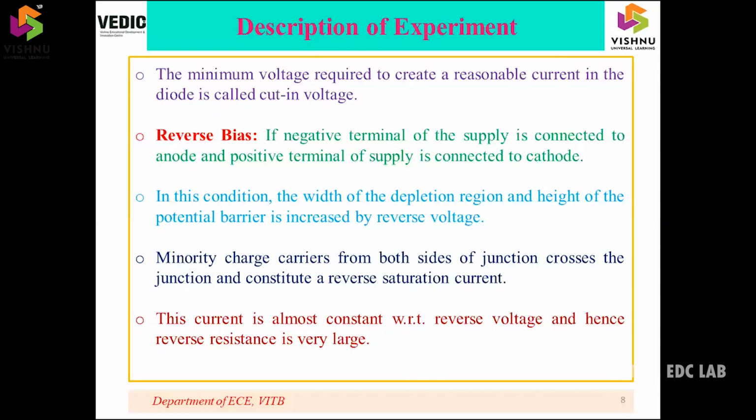If the negative terminal of the supply is connected to anode and positive terminal of the supply is connected to cathode, then the diode is said to be reverse biased. In this condition, the width of the depletion region and height of the potential barrier is increased by reverse voltage. Hence, minority charge carriers from both sides of the junction cross the junction and constitute a reverse saturation current which is very small. This reverse current is almost constant with respect to reverse voltage and hence reverse resistance is very large.